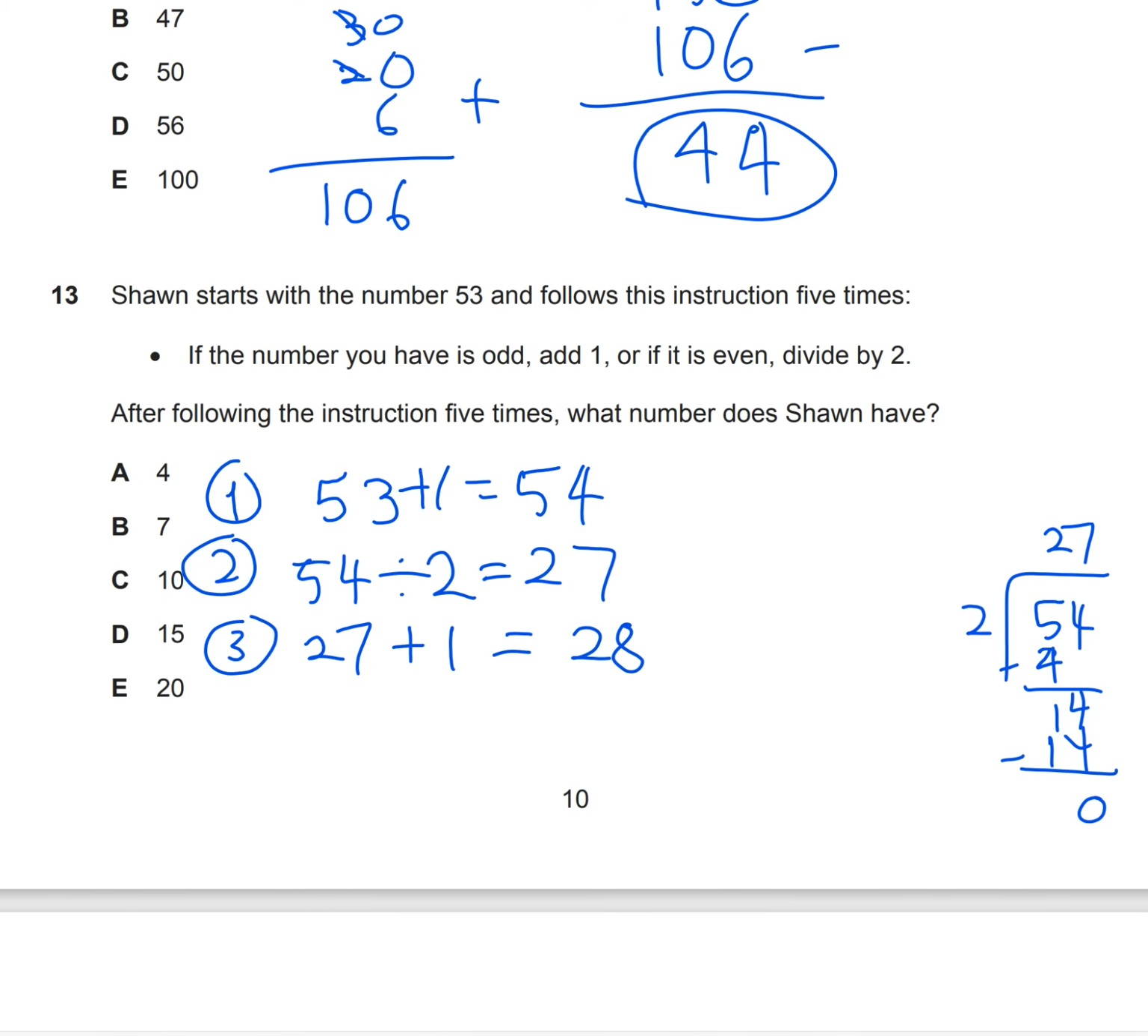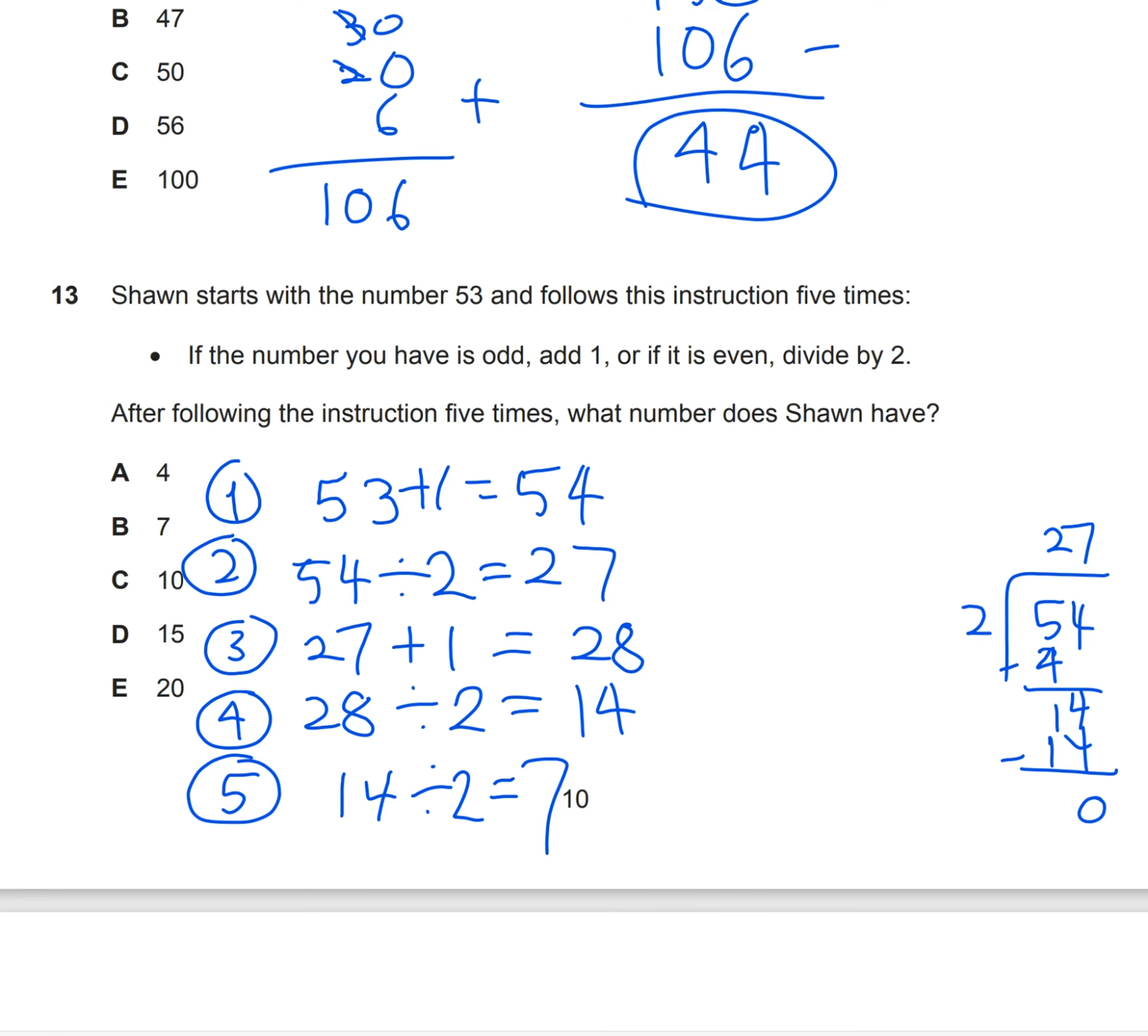28. Fourth round, 28. Even or odd? It's even, so we'll divide by 2. We get 14. In the last round, we have 14. Is that even or odd? Now that's even, okay? So then we'll just divide it by 2 again. And we get the answer of 7. Okay? So 7 is B.